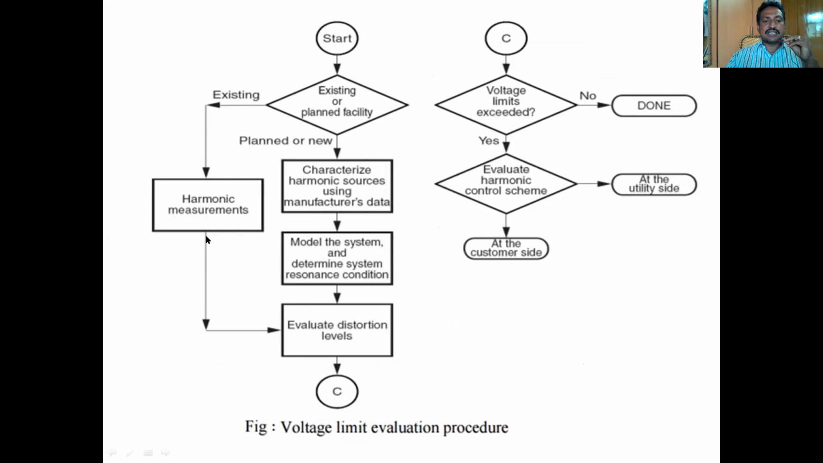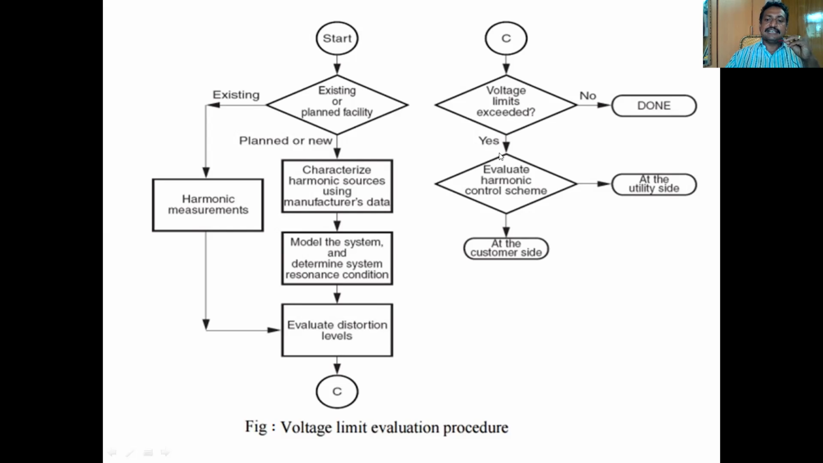You measure these harmonics. After measurement, evaluate distortion levels. If the distortion levels are within the voltage limits, so if it is yes, evaluate harmonic controls. If the voltage limits are exceeded, you go through this yes. If it is not exceeded, directly, you stop that system. Okay, very good. So no need to disturb that system.